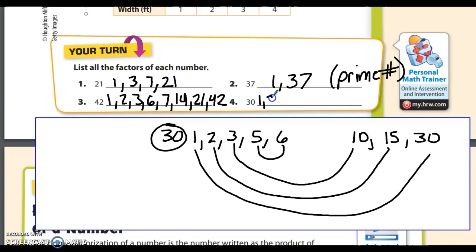So I'm going to list them all. 1, 2, 3, 5, 6, 10, 15, and 30. All right, good job. You are done with page 243.